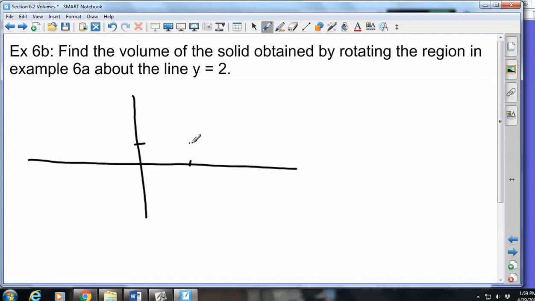We know those things met at 0 and 1, right? So here was my line, here's our parabola. That's the solid we're looking at. Where's the line y equals 2? What kind of line is it? Horizontal line at 2.